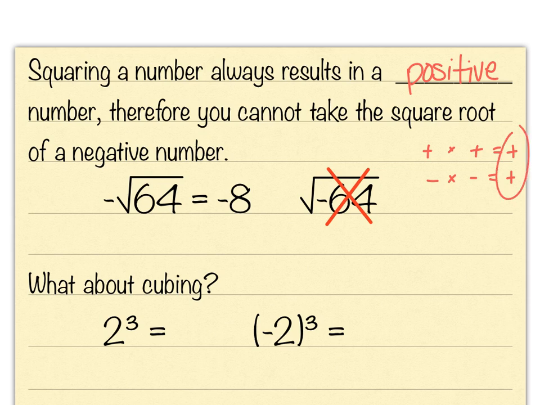So I can't take the square root of negative 64 here because the only way I can get negative 64 is by multiplying 8 with negative 8, but that's not squaring a number, so that's out. We would say it's not real.